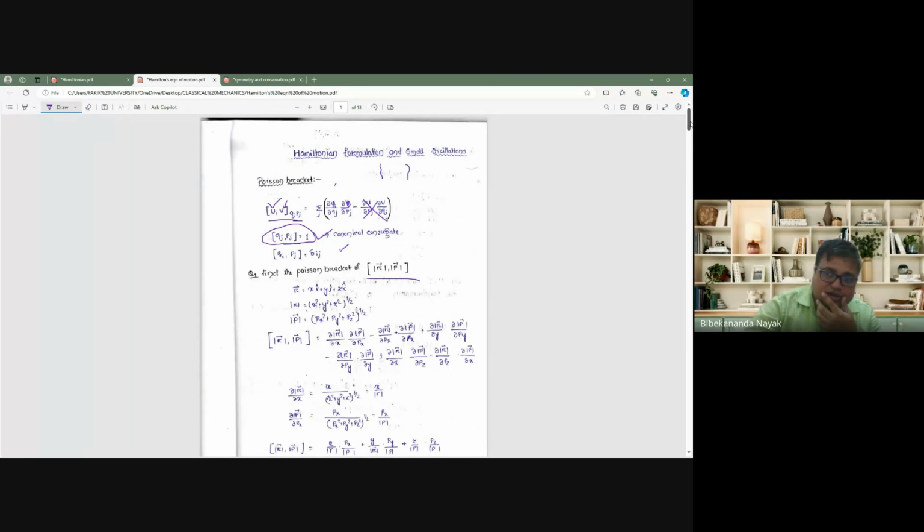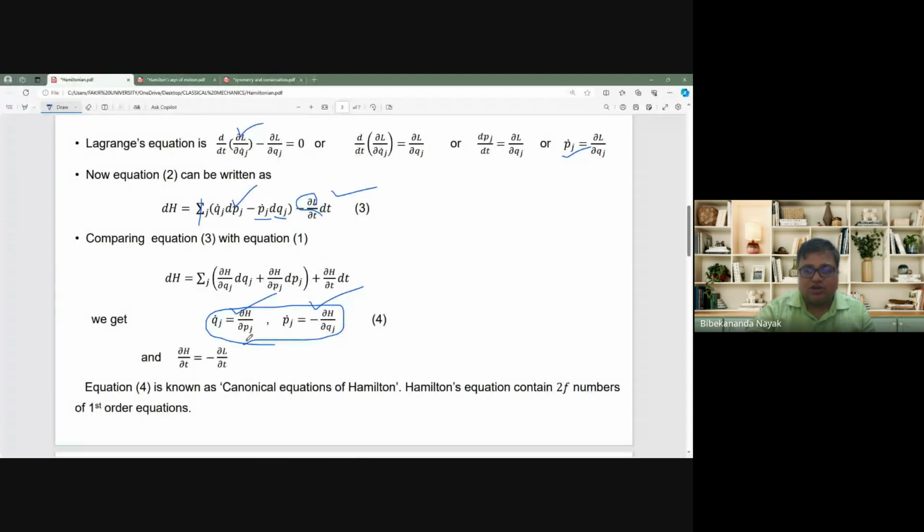conjugate? Canonical conjugate means a set of variables which satisfies the Hamiltonian equations of motion. If for any set of variables the form of Hamilton's equations of motion remains invariant, then we call it a canonical set of variables. The Hamilton equations we discussed in the last slide, these two: Qj dot is equal to del H by del Pj and Pj dot is equal to minus del H by del Qj. If you have A dot equal to del H by del B and B dot equal to minus del H by del A, then A, B are called canonical conjugates.